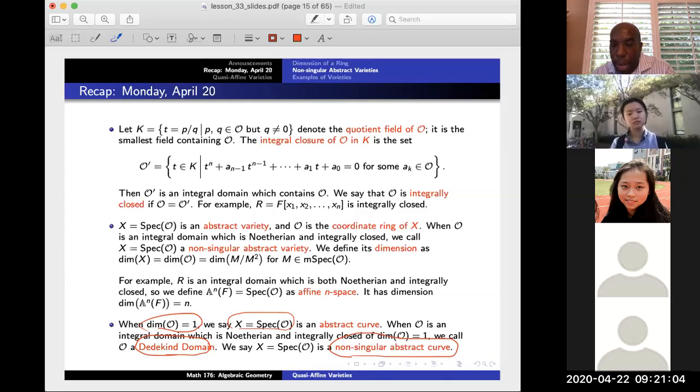Right, so now we've kind of put everything together. So you'll see here that in general, if we have an integral domain, we have a variety. An integral domain that's Noetherian and integrally closed, we call that a non-singular variety. And an integral domain, Noetherian, integrally closed, dimension 1, that gives us a non-singular curve. Right, so now we're putting on a lot of adjectives to kind of go back to what we're used to.